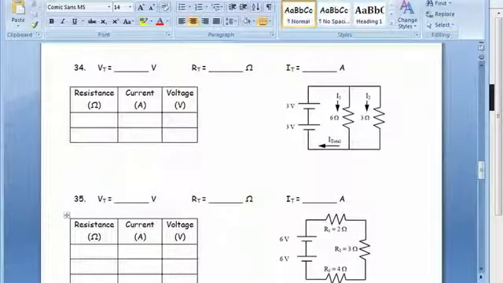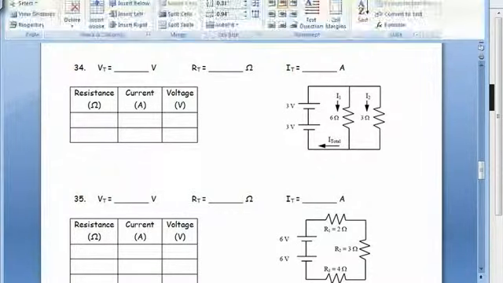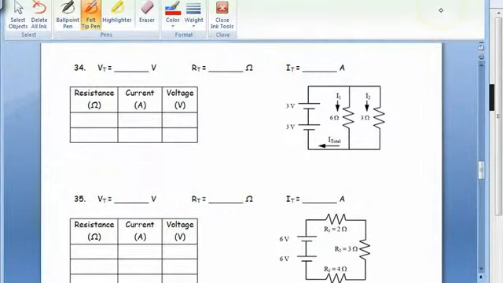Okay, so now we're going to solve for a parallel circuit. So what we do, same thing as before, we're always finding our totals first. So the first thing I'm going to do is add up my voltage. 3 and 3 makes 6 volts. And then we're going to find our resistors.